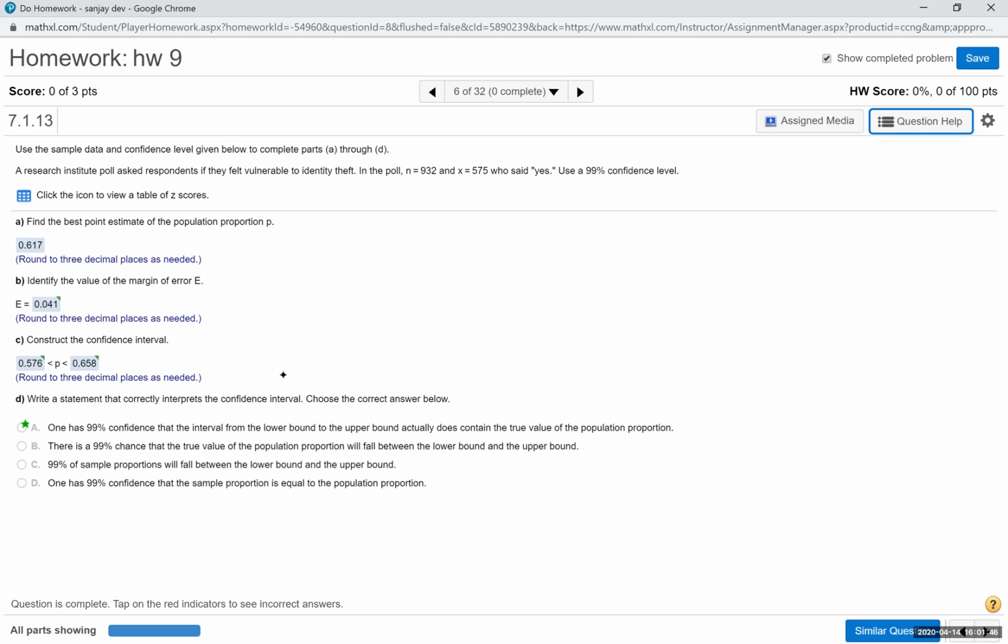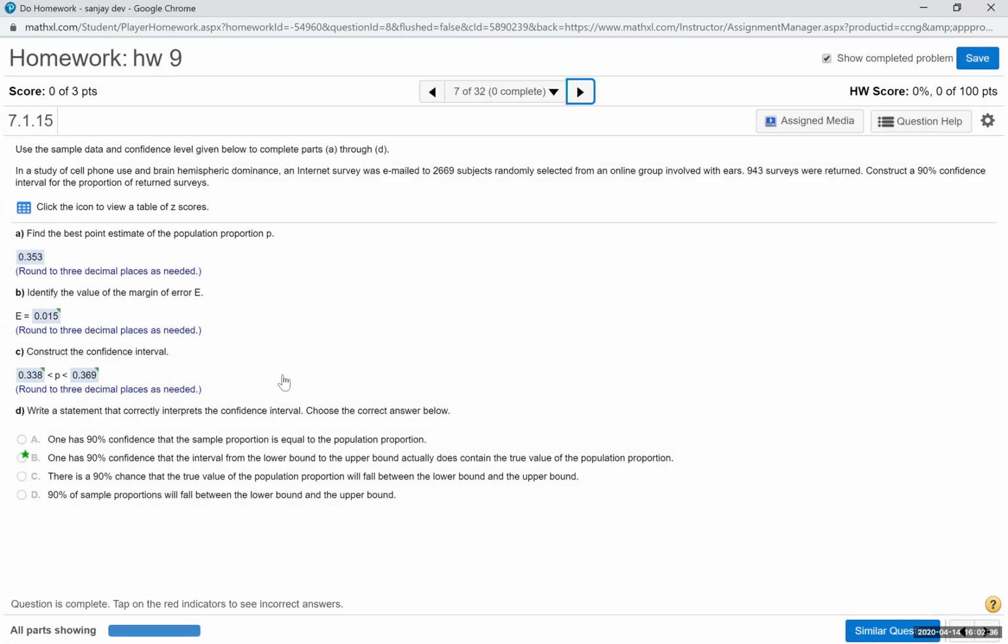So what you're trying to say is, in reality, you are 99% confident that the true population proportion value falls between these two numbers, which is 57.6% and 65.8%. So if you're going back to the question, remember you did a 932 sample. People who are vulnerable to identity theft, you can pretty much guarantee 99% confidence that the true percentage that people believe they are vulnerable is between 57.6% and 65.8%, and you are 99% sure of that. So that's the idea, okay?